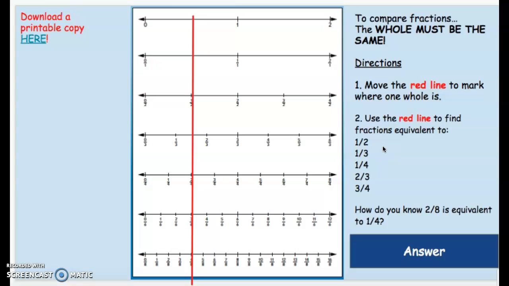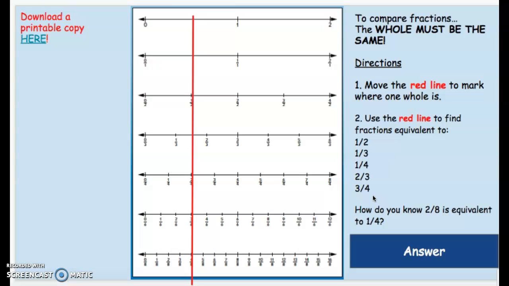Now that you know fractions that are equivalent to 1/2, I want you to use your straight edge or your red line to find other fractions that are equivalent to 1/3, 1/4, 2/3, and 3/4.